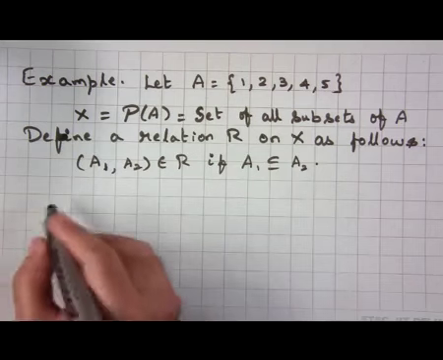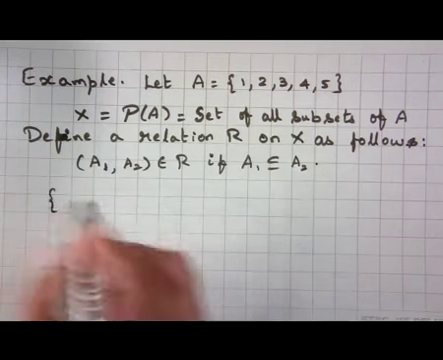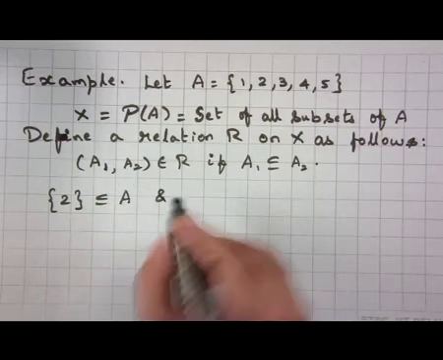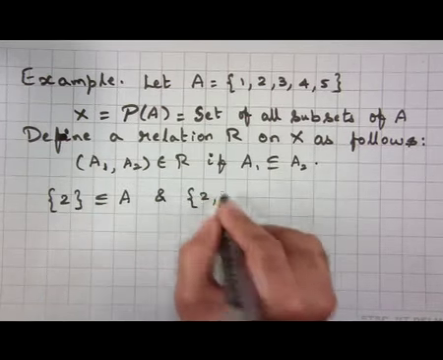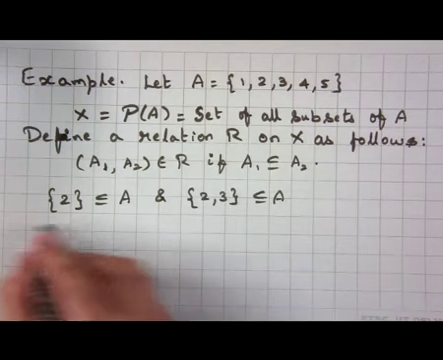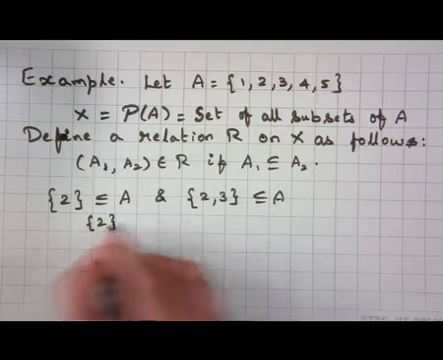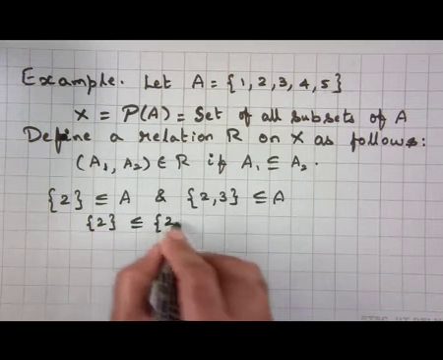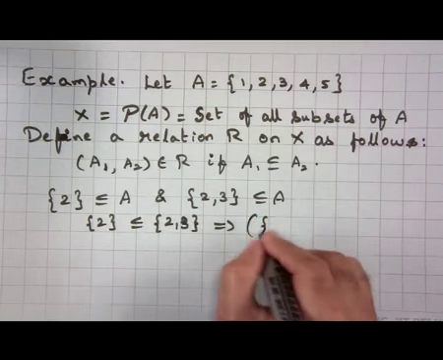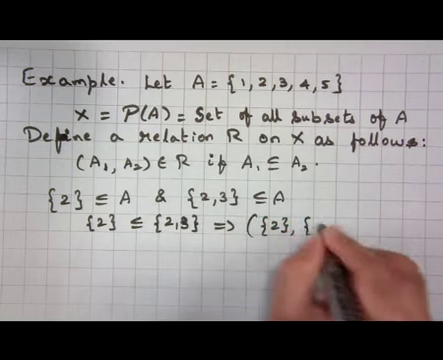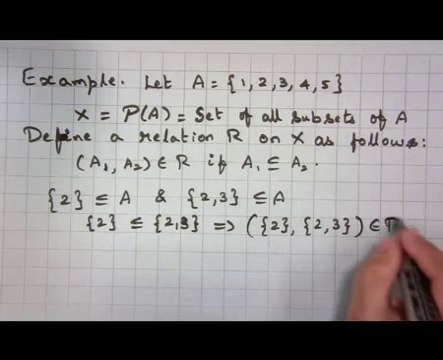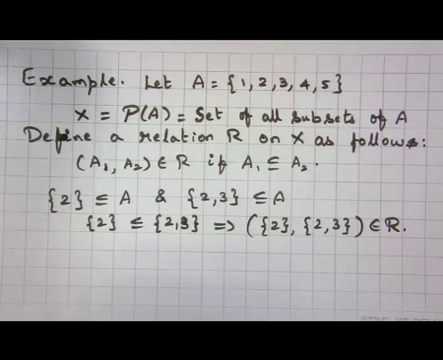So, one can notice the following: the singleton {2} is contained in A, and not only that, the other subset {2, 3} is also contained in A. Further, one can notice that singleton {2} is contained in {2, 3}, that implies that the pair ({2}, {2, 3}) is in R.